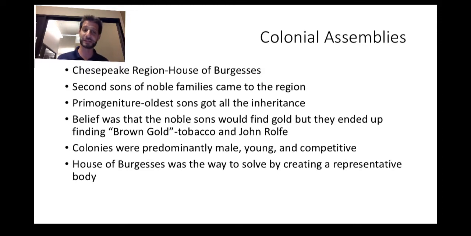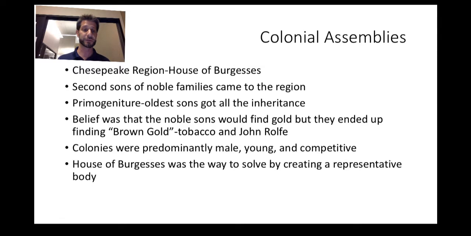Remember what we talked about with land? Land is the basis to power. So they end up going to the Chesapeake region, which today would be places like Virginia, South Carolina, and North Carolina. The belief that they had was that they would find gold. They didn't. They found brown gold, or tobacco. That was found by John Rolfe. So what ends up happening is that the colonies in this area at that time period were predominantly male.